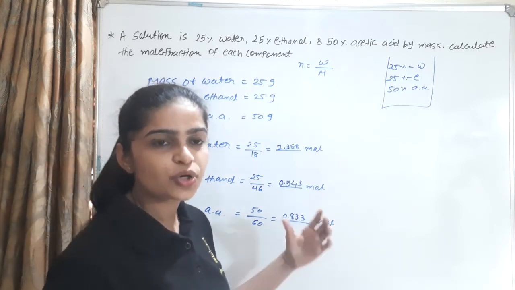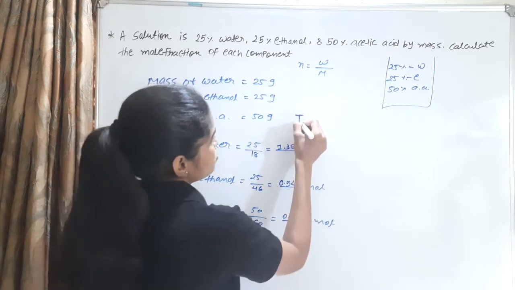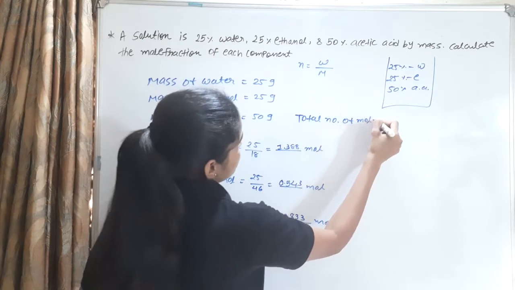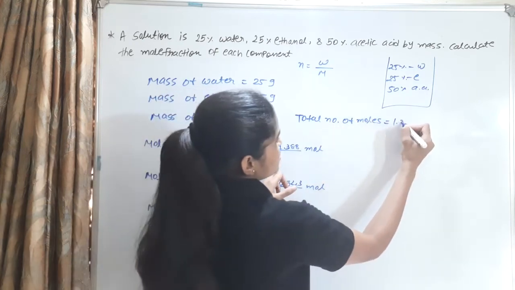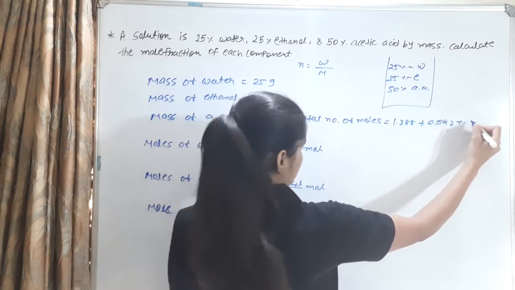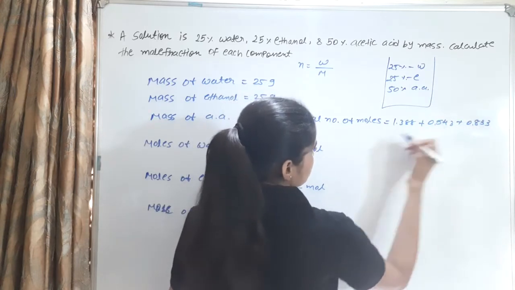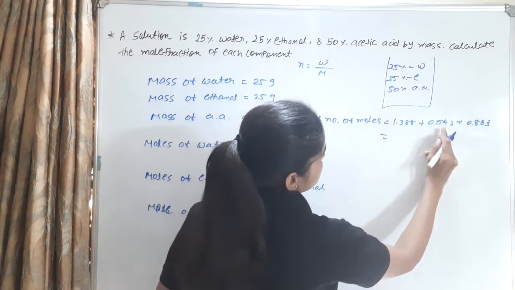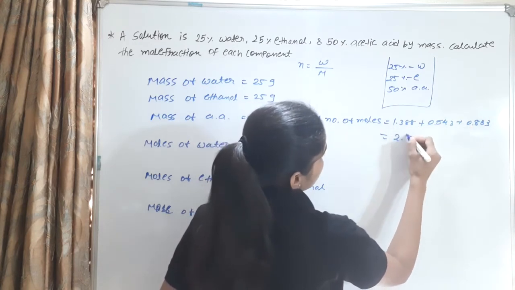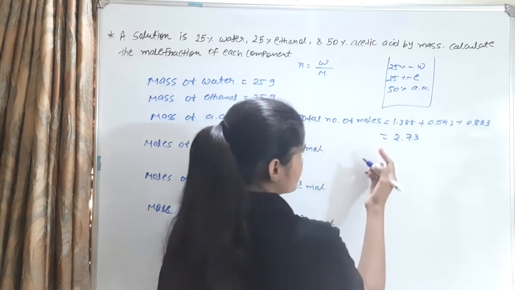Then we find out the total number of moles. So total number of moles is equal to 1.388 plus 0.543 plus 0.833, which is equal to 2.73 total number of moles.